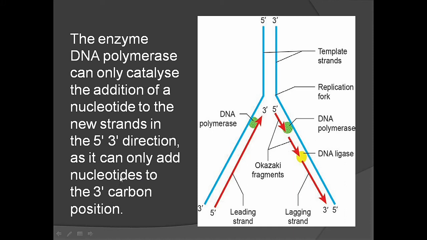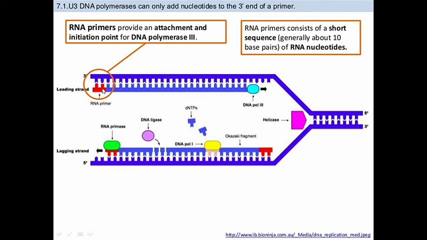The nucleotides can be added to the third carbon position by DNA polymerase. So the direction of the new strand is the 5'-3' direction. So the growth of the new strand, or addition of nucleotides to the new strand, needs an RNA primer. What's the role of the RNA primer? RNA primer provides an attachment for the DNA polymerase. What is RNA primer?